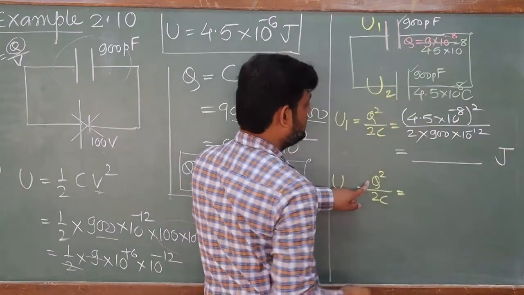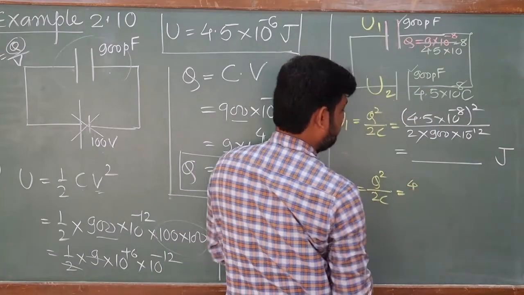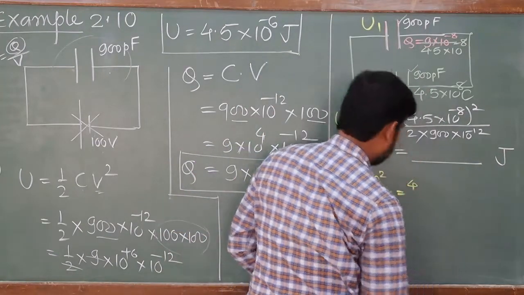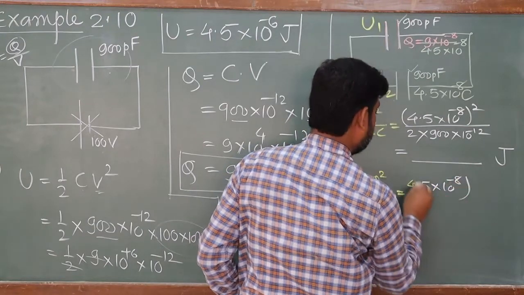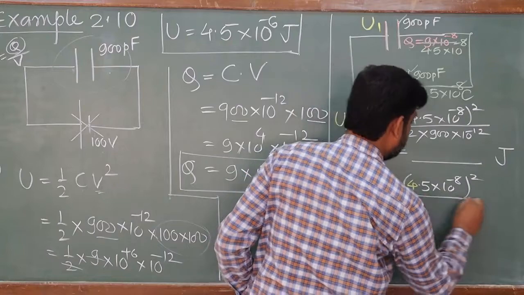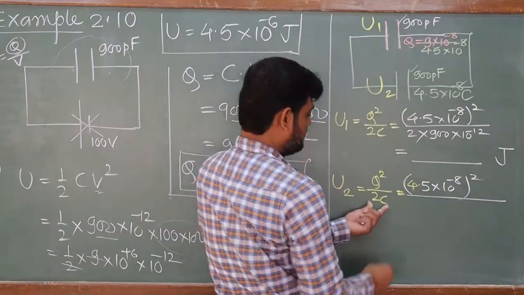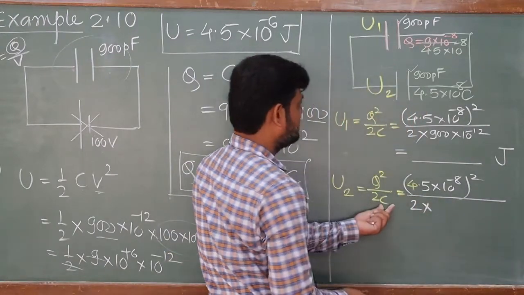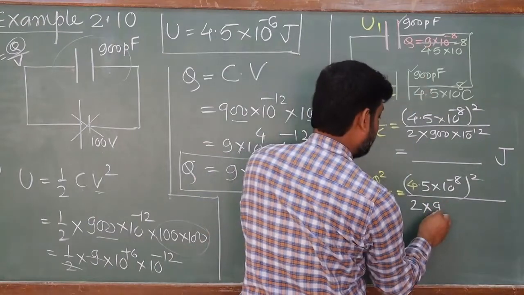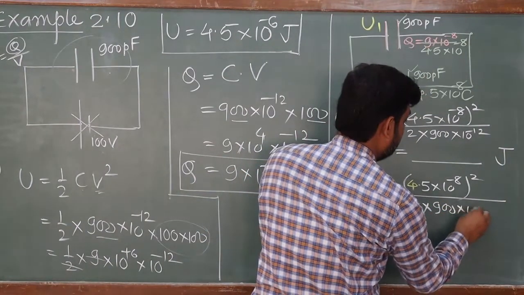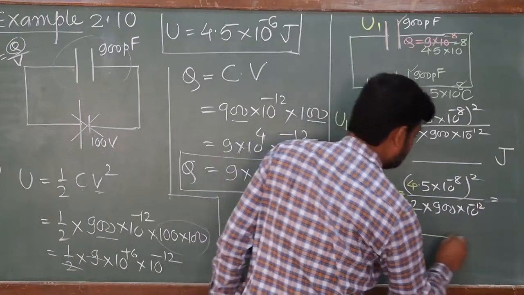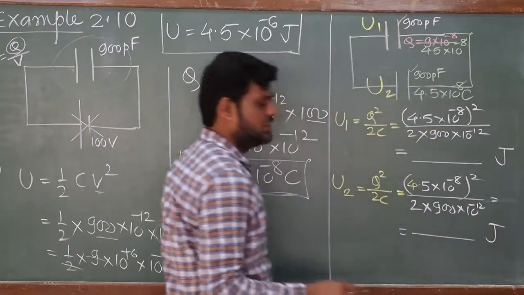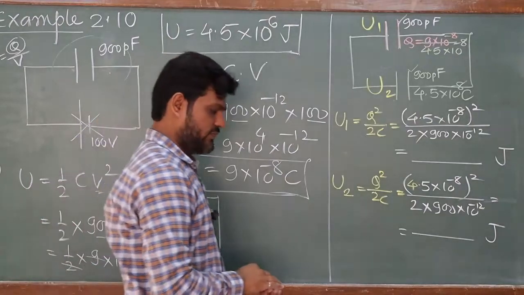So again, what is the value of Q? That is 4.5 × 10 to the power minus 8, bracket square, divided by 2, which remains as it is. What is C? Again it is 900 picofarad, 9 × 10 to the power minus 12. Right? Calculate your answer. It is in Joule. Right?